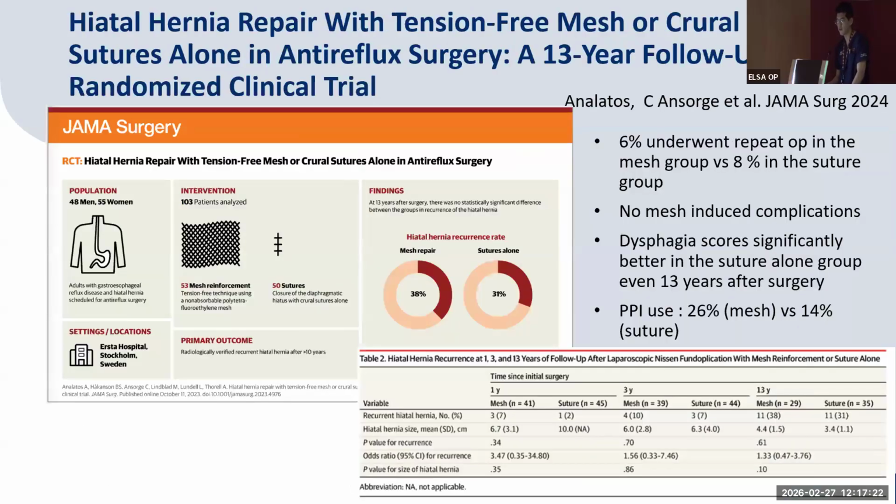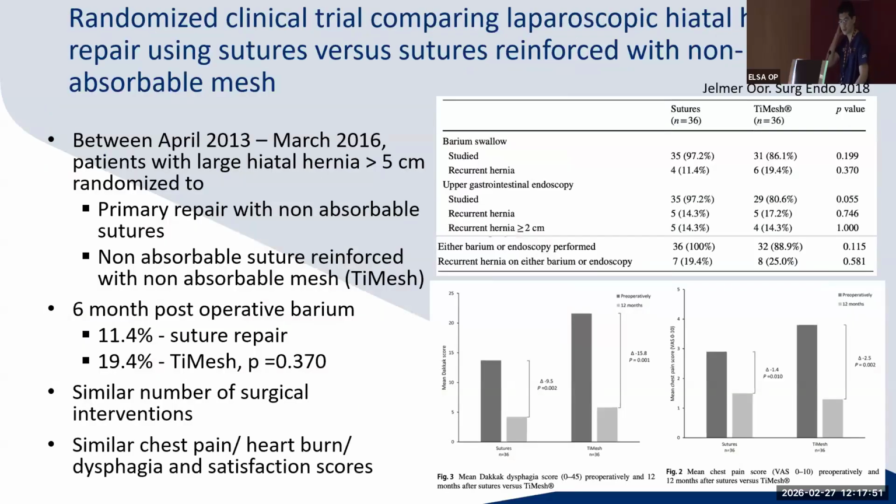And even in very long-term follow-up of 13 years, where they do a CT scan of the upper abdomen after 12 or 13 years, we see that there's actually not much difference, and using a mesh does not reduce the chance of recurrence. What we do see is that the dysphagia scores may be slightly better in the suture alone group. So I think where possible, it's probably better to just use suture repair instead of using a mesh.